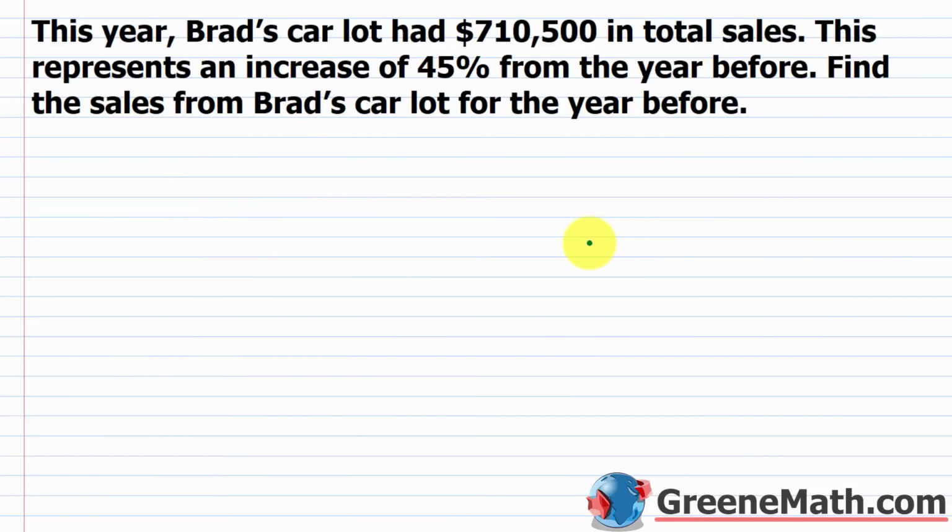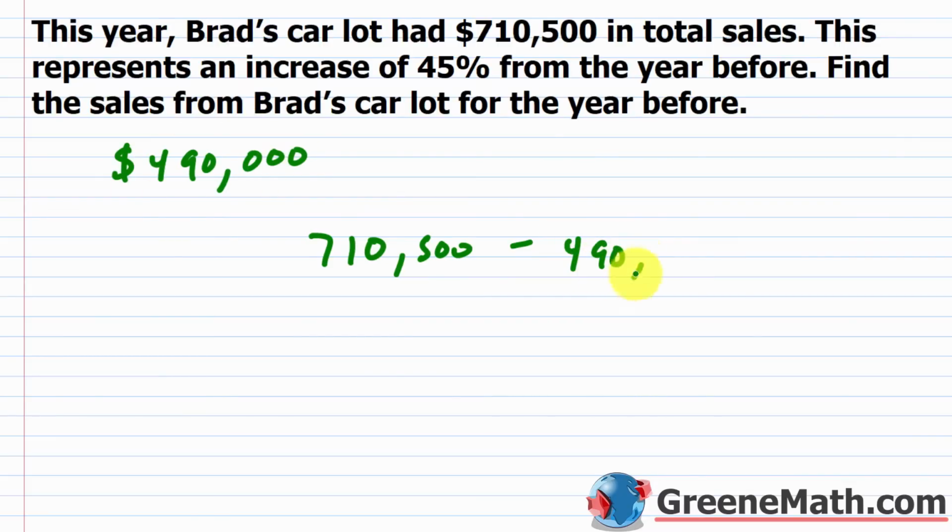So let's come back up here and answer this. I'm just going to put $490,000. Now, there's a lot of ways to check this. If you want to use the formula for determining your percent increase or decrease, remember it's the new value minus the old value over the old value, and then you multiply by 100 to get the percentage. So the new value is 710,500 minus the old value. Again, this was from the year before, so 490,000. This is over the old value, which is 490,000.